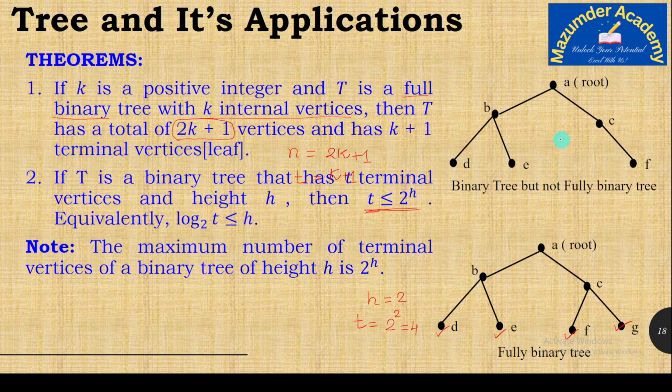And if we apply the same here, what is your h, height is 2, and therefore the number of terminal vertices t should be less than or equal to 2 power 2, that is 4. That means the number of terminal vertices must be less than or equal to 4. So how many here, 1, 2 and 3, so 3 is less than 4, that means it is true.